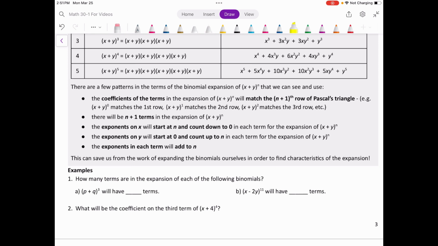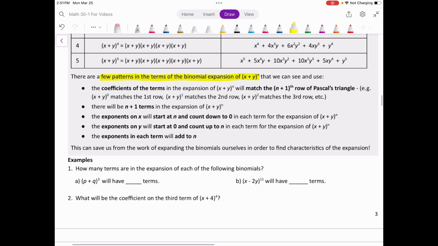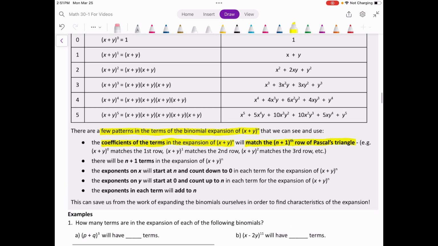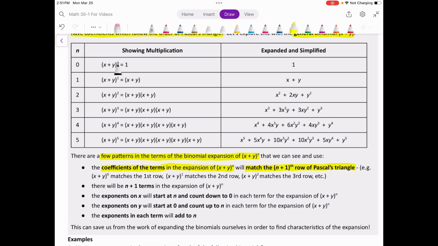So here are the key patterns that we noticed in the terms of a binomial expansion of x plus y to the power of n that we can rely on to make the analysis of these a lot quicker than actually multiplying them all the way out. As we've seen, the coefficients of the terms in the expansion of x plus y to the power of n will match the n plus 1th row of Pascal's triangle. Again, that's because our expansion starts at 0. The first row of Pascal's triangle is when we have an exponent of 0. The second row is when we have an exponent of 1. The third row of the triangle is when we have an exponent of 2.